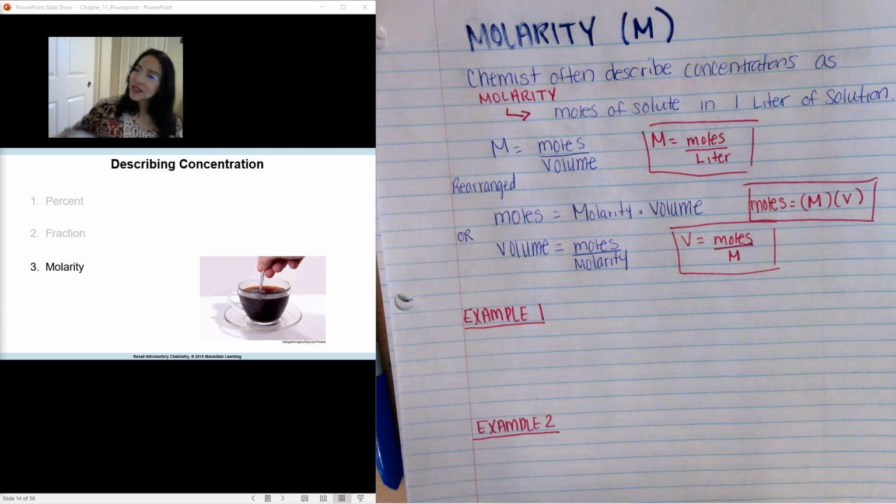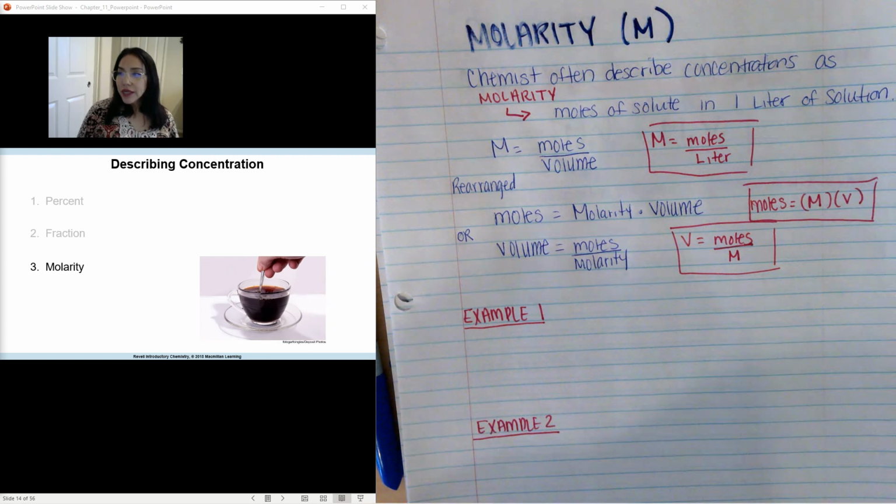Alright guys, so now we're going to talk about molarity, which is the other form to talk about concentrations. We talked about concentrations in form of percent when it came to mass over mass, volume over volume, or mass per volume, those kind of percentages. And we talked about it in forms of a fraction when it came to parts per million and parts per billion. So now we're going to talk about concentration in the form of molarity.